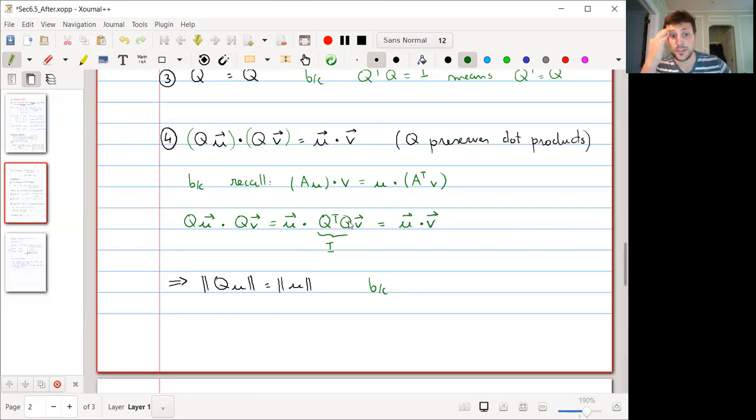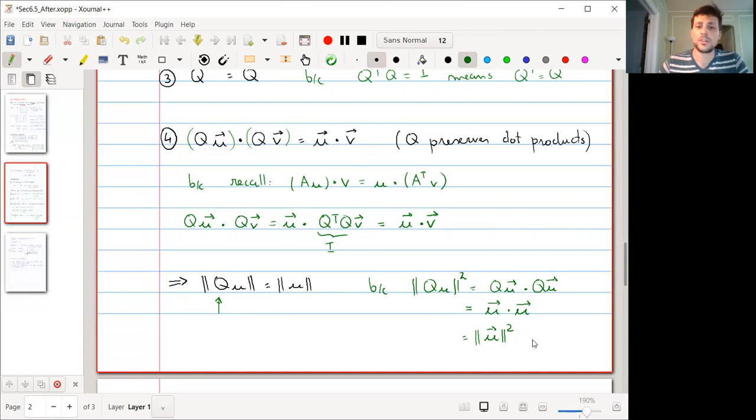And as a consequence of this, orthogonal matrices preserve length of vectors. That's what's written here. The length of QU is equal to the length of U. And this is an immediate application of what's above because the norm of QU squared is equal to QU dot QU, but by property 4, this is the same as U dot U, and U dot U is the same as the norm of U squared. So you can take the square root, and these are positive numbers, so the property is satisfied.